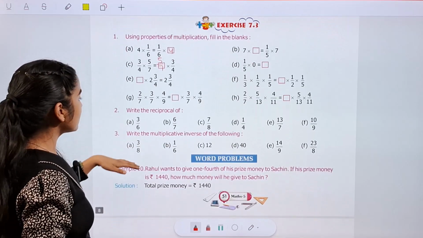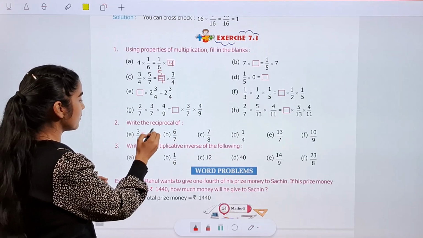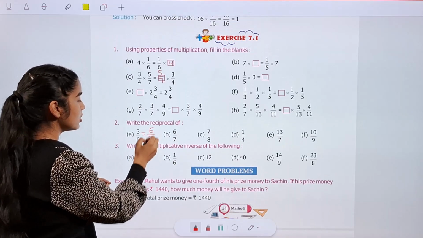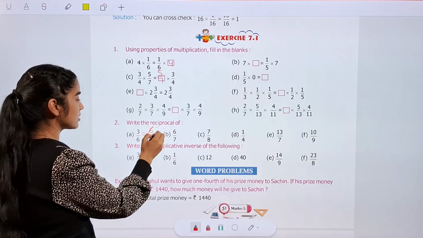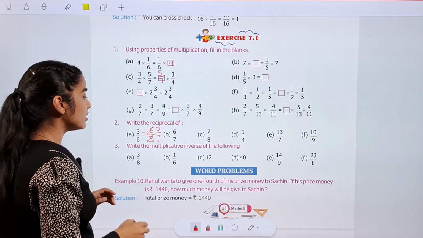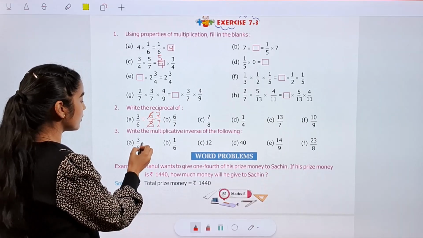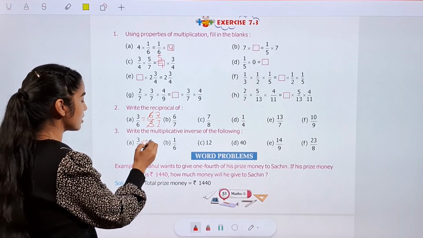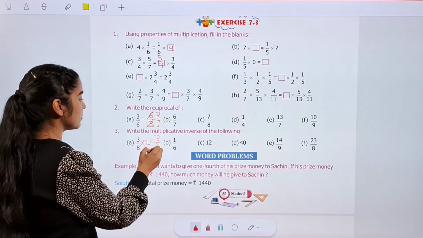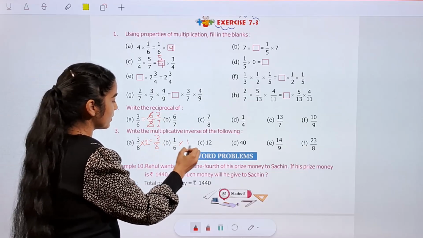Again, write the reciprocal of 3 by 6. So you have 6 by 3. You can simplify it further. Your answer will be 2 by 1. Write the multiplicative inverse of the following. Multiplicative inverse of the following means you have to take the reciprocal of these fractions. So your answer will be 3 by 8. Now again 1 by 6.